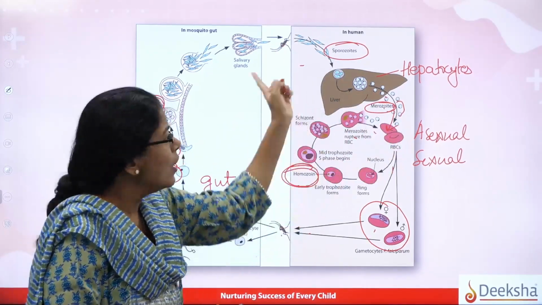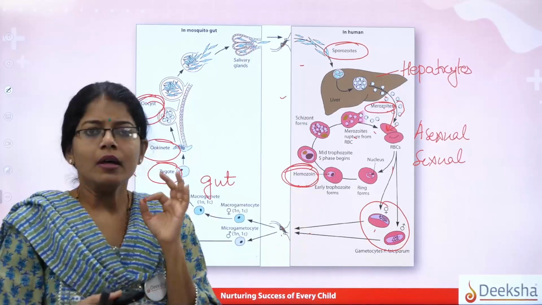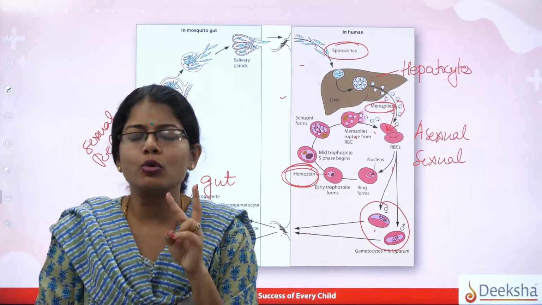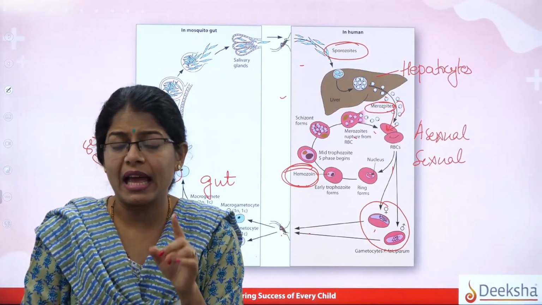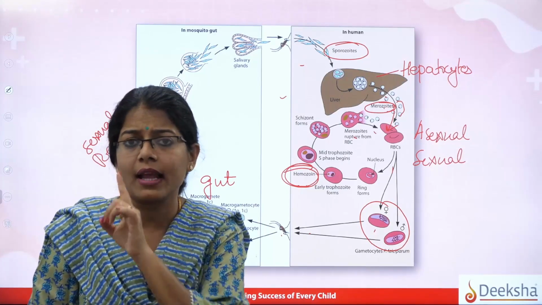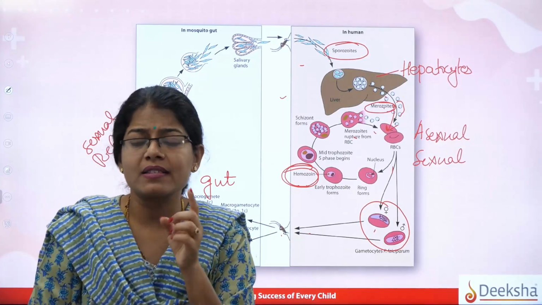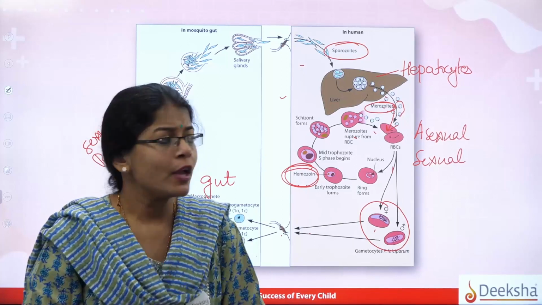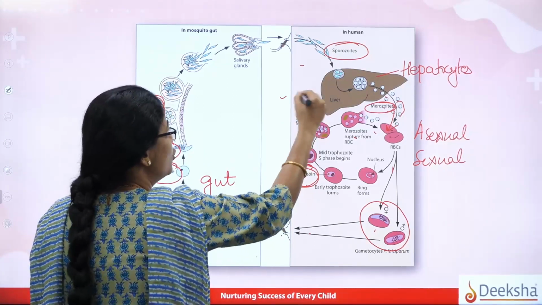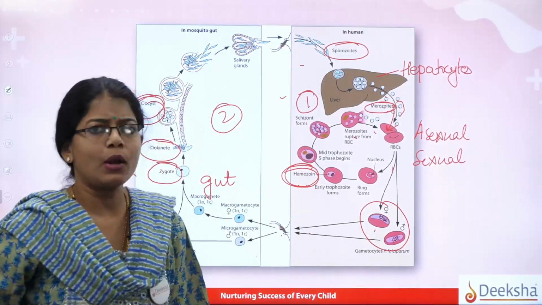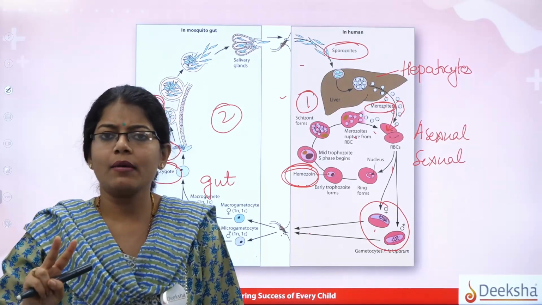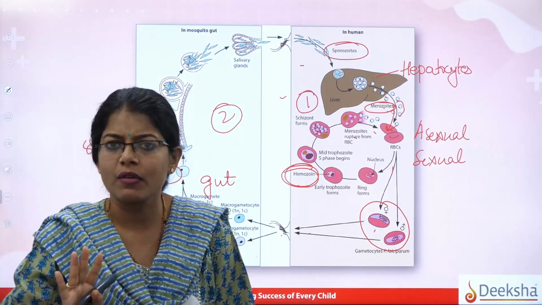So this is how you can see that the parasite requires two hosts to complete the life cycle, and that's the reason I said another MCQ can be asked. This parasite is going to be digenetic. So what do you mean by digenetic? There are two hosts involved in the life cycle. One is the man and the second one is the female Anopheles mosquito.